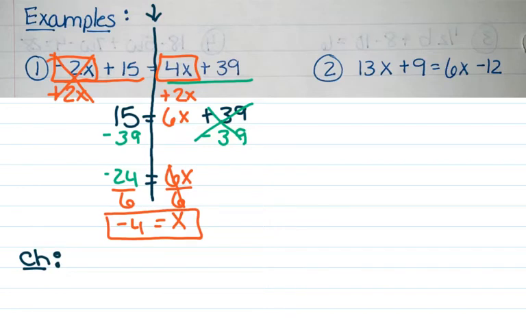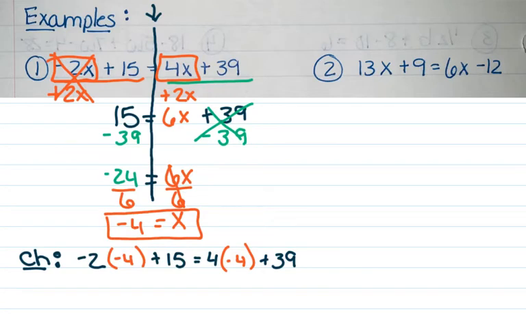So here, I'm going to have negative 2. Wherever I see x, I'm going to plug in negative 4. And then I have 4 times negative 4 plus 39. When we are checking a multi-step equation with variables on both sides, we need both sides of this to be the same. That's how we know we solved it correctly. So we're going to work this out.